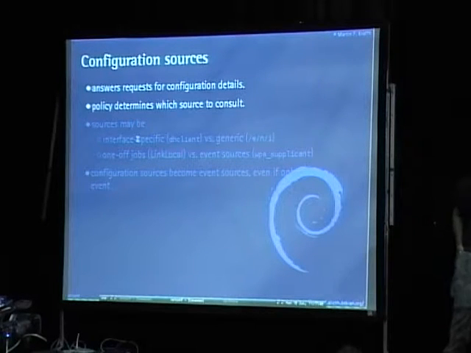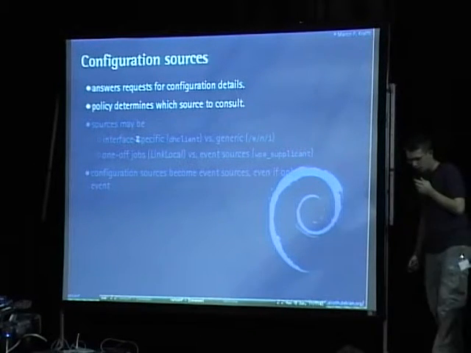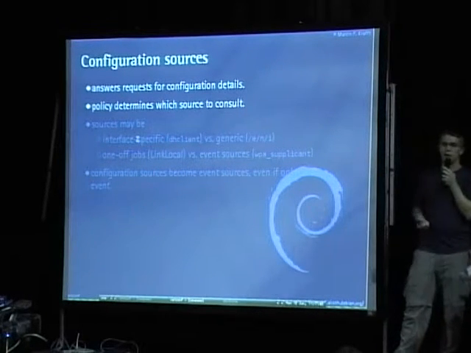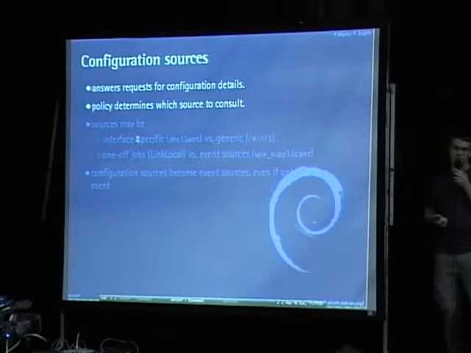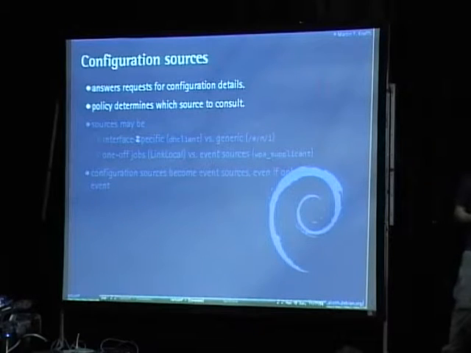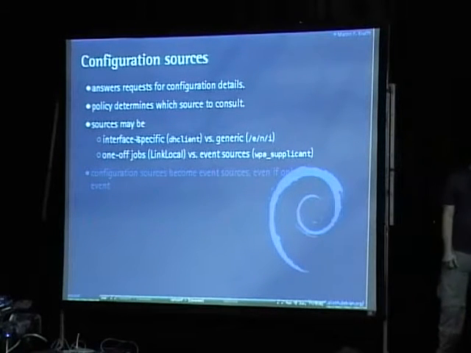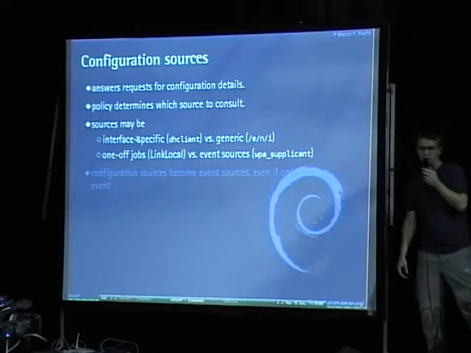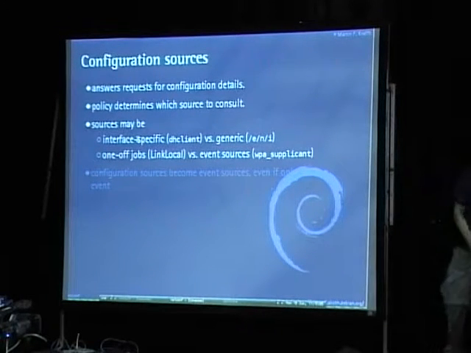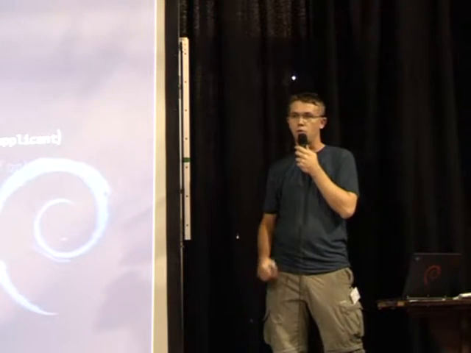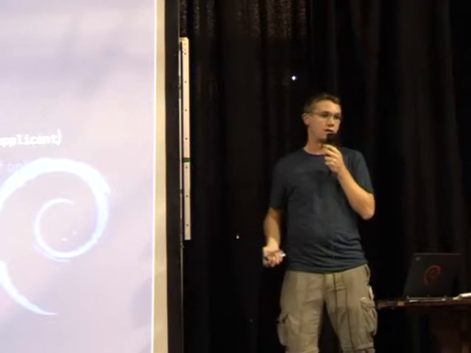So configuration sources is our next step. Once the policy decided what to do, the daemon may decide that I now need to get some details. And it gets these details from configuration sources. The policy is used to determine which one of those to consult, and I sort of came up with a total of 4 different types of configuration sources in a 2x2 array, because a configuration source may be interface specific, such as dhclient, which is invoked for one interface only, or it may be generic, ENI, which is a file that defines all interfaces on your system.